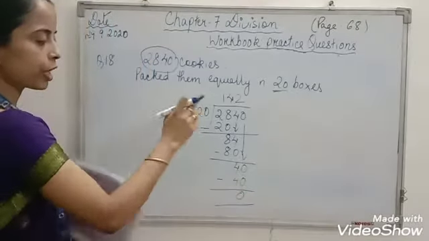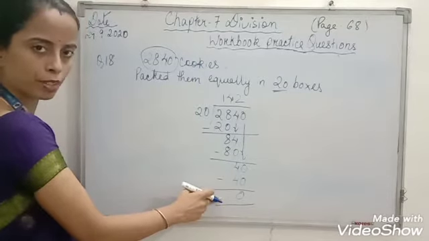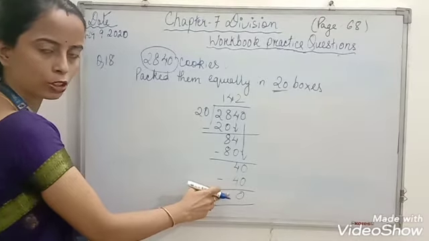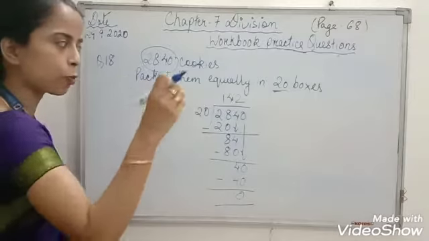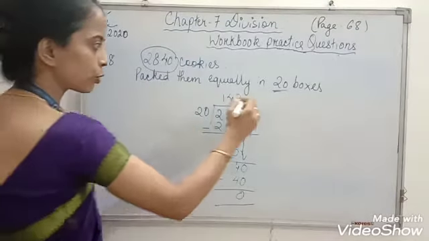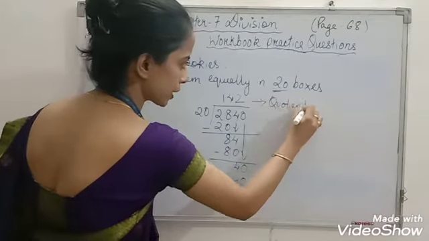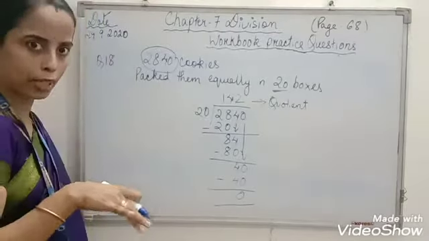So after doing division, children, is there any remainder? No. We are getting remainder how much? After doing division, to find out what? Number of cookies packed in one box. How much do we get? 142. That is the answer. That means in one box, 142 cookies are packed.